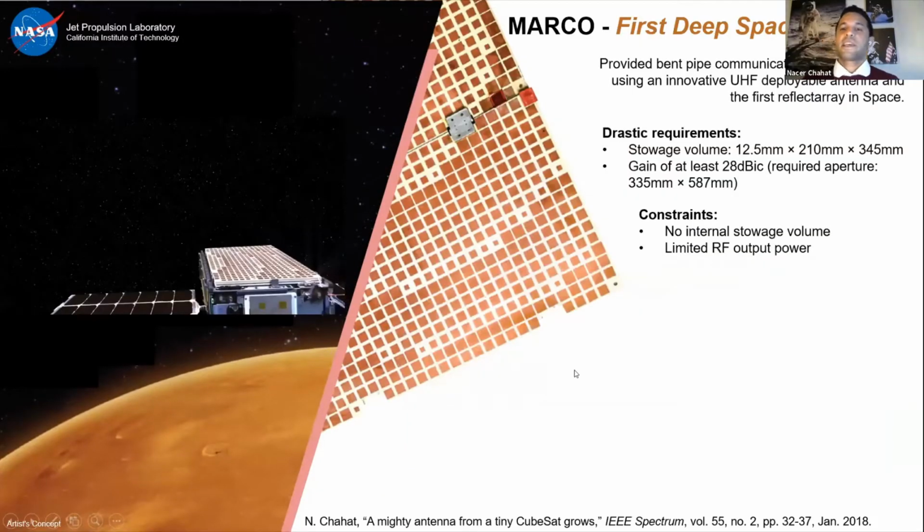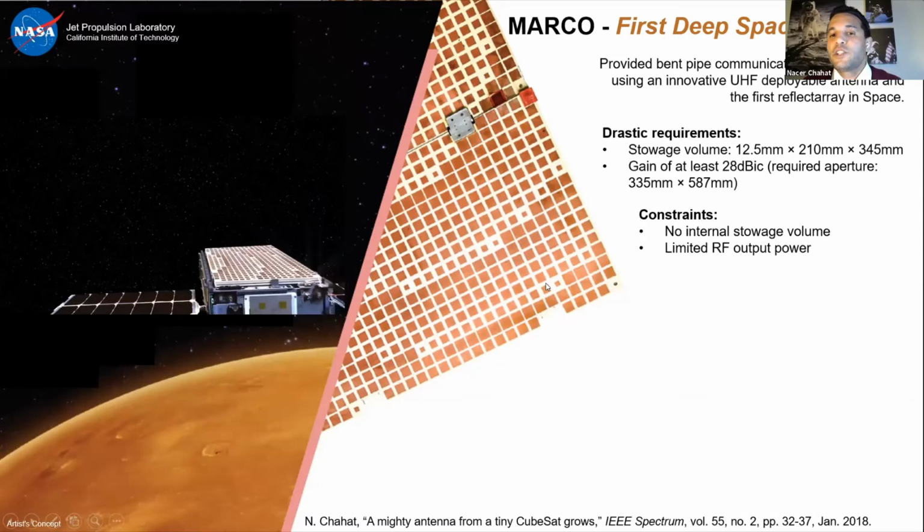Yes? Okay, so like I was saying, the main challenge was actually the storage volume, since we didn't have any volume inside of the CubeSat. So the obvious solution was to come up with a reflectarray antenna that actually folds atop the surface of the CubeSat. You can actually see how it folds, and there is a burn wire that we apply a current into, and then it cuts the wire and the panel deploys thanks to the spring-loaded hinges that you can see here on this picture.